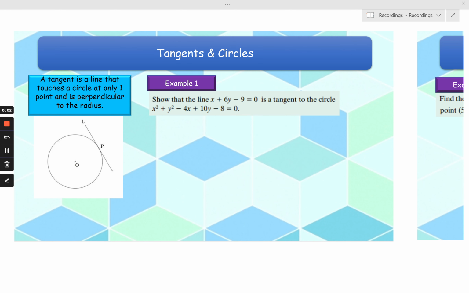Welcome back, guys, and in this tutorial we're going to be starting our study of tangents and circles. Now, we've already met the word tangent before.